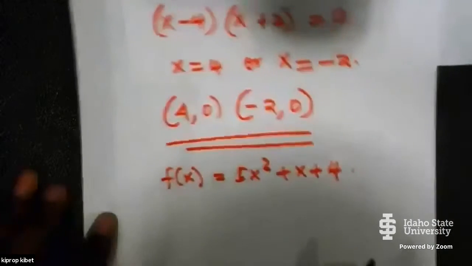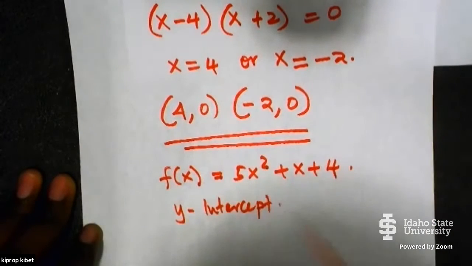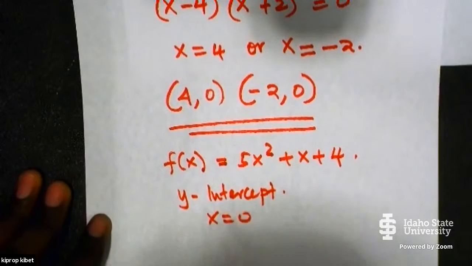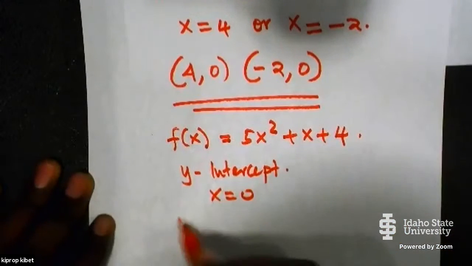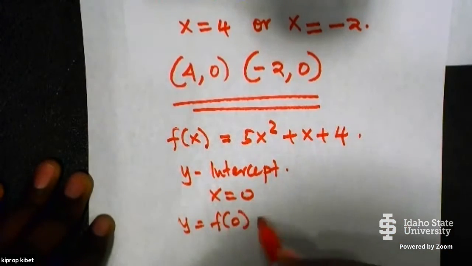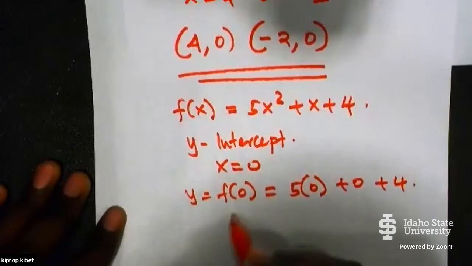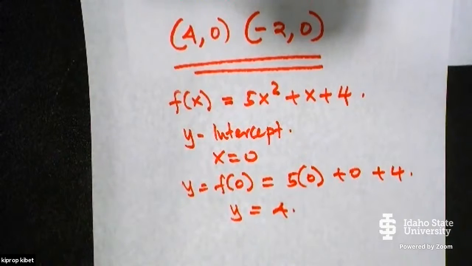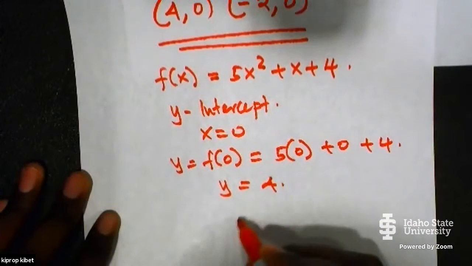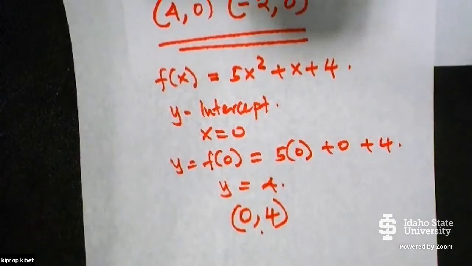So to get the y-intercept, you start with the y-intercept, then definitely x equals 0. So when x equals 0, then y equals f of 0 equals 5 times 0 plus 0 plus 4. So y equals 4. So our y-intercept is 0 and 4.